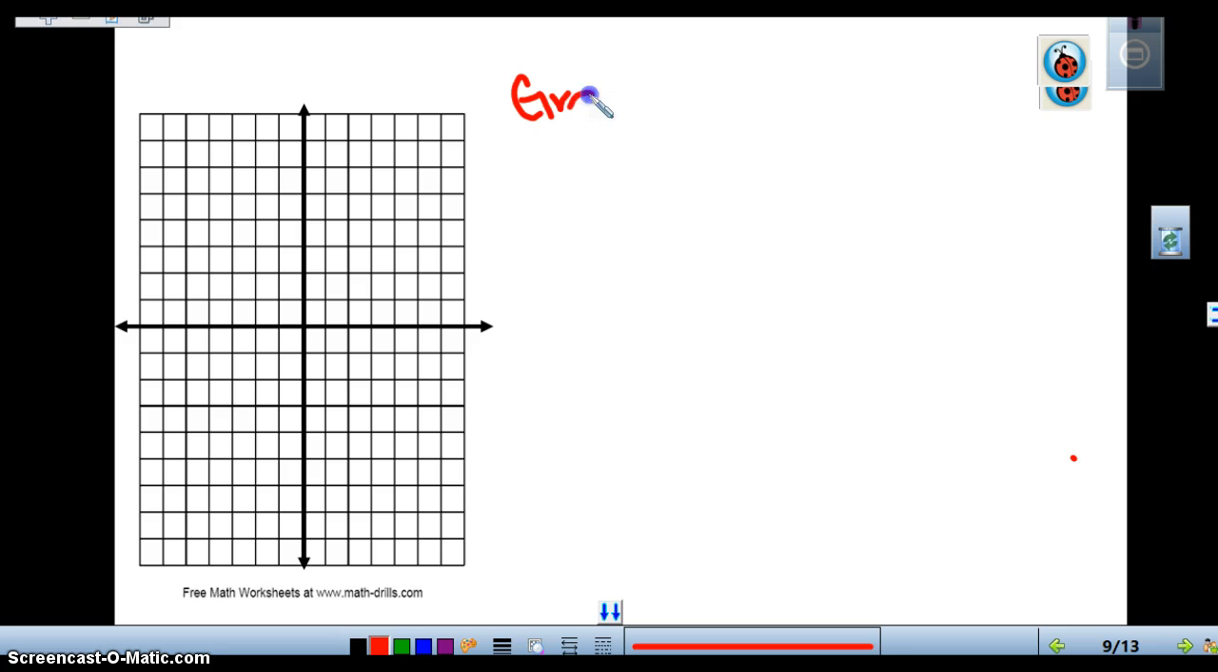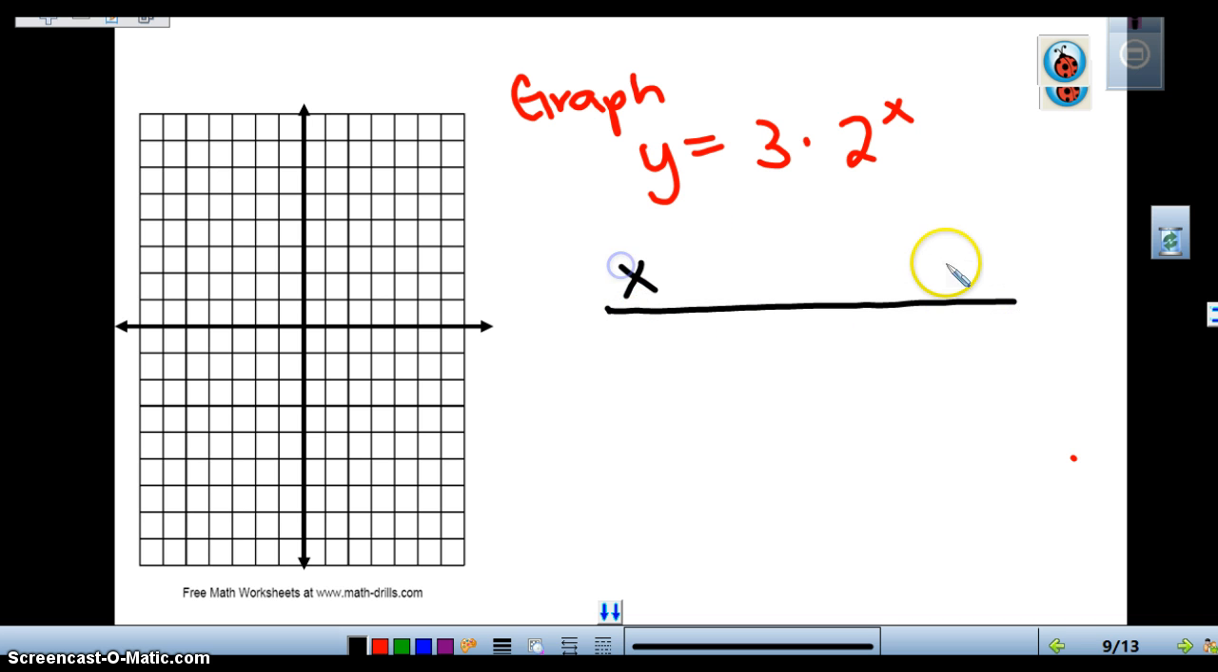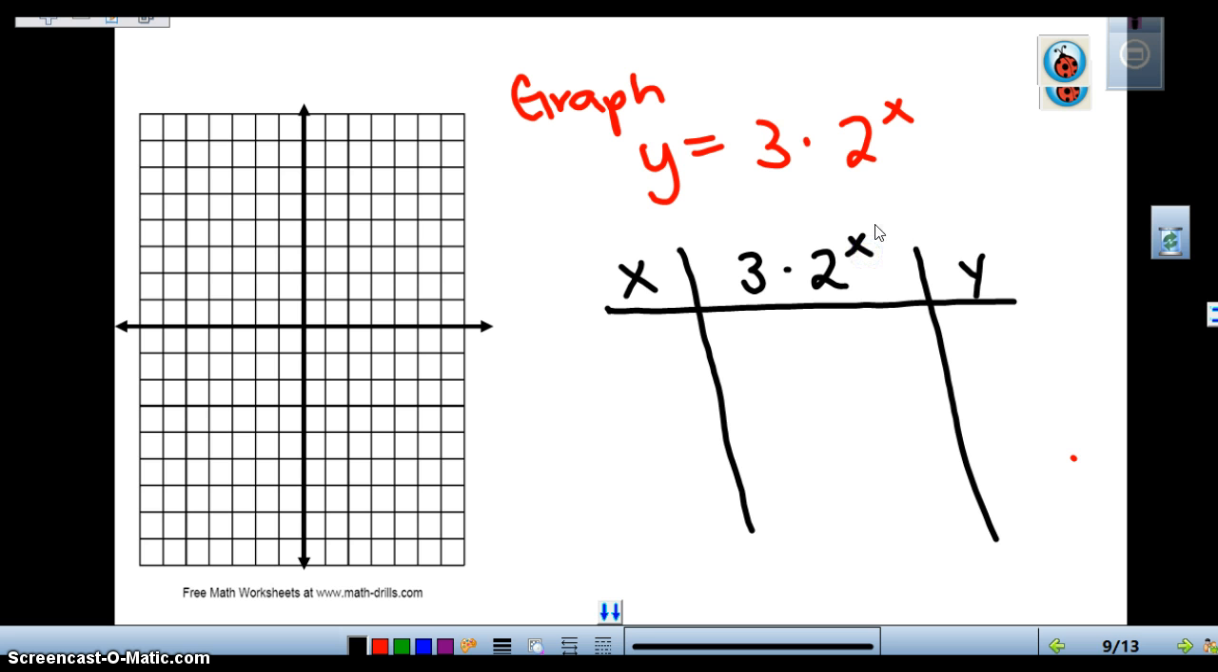So we have to graph y equals 3 times 2 to the x power. What do we have to do first? You have to evaluate. So what are going to be our x values? Because they're not given to us. What's going to be our domain? So we choose, like we did when we were graphing lines. So let's just choose -1, 0, and 1, for example.